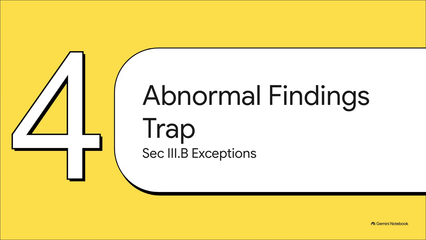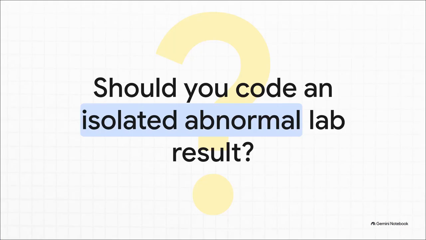Moving on to Section 4, the abnormal findings trap. The Section 3B exceptions. I want to pose this high-stakes question directly to you to test your intuition. You're reading a chart. You see a lab report, and there is a glaring red number. Let's say it's an isolated high white blood cell count, or maybe a slightly low potassium level. But the provider hasn't mentioned it at all in their progress notes. Should you code that isolated abnormal lab result? What's your gut telling you?